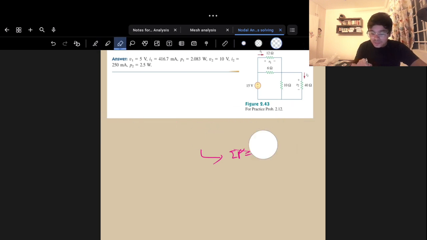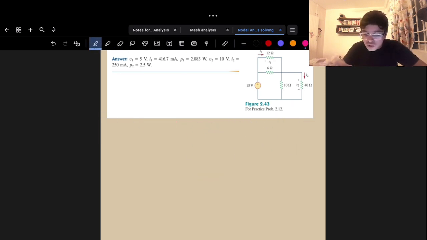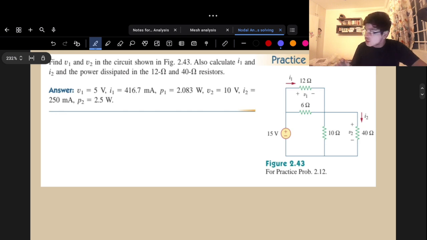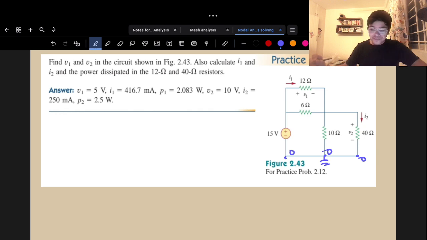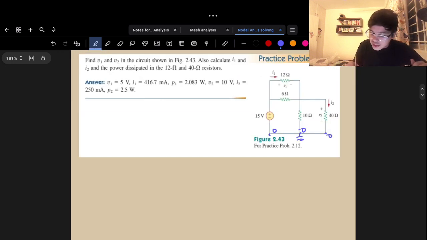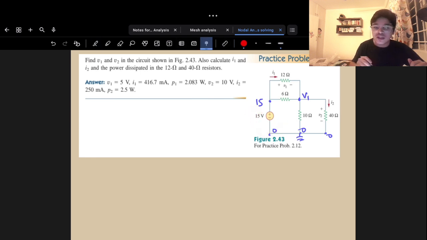Now, my rule number one, as you know, is that whenever I see multiple points with a common potential, I instantly like to ground them. So this is 0, this is 0, this is 0. Now, I'm asked to find V1. Let's assume this is V, and this is 15 volts. As you rise through the voltage source, it becomes 15 volts.